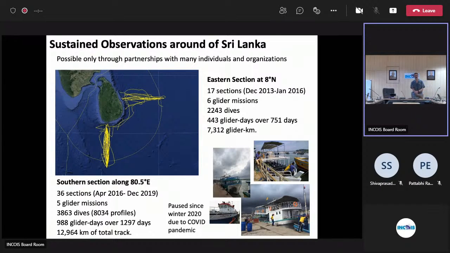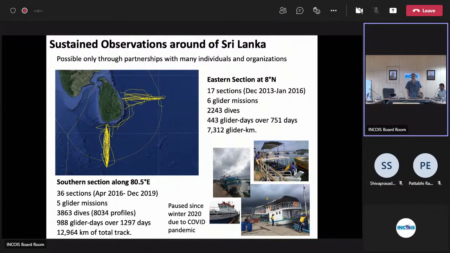My question is about the 988 glider days over 1297 days. Sorry, what is glider days and what is the other days? It's about endurance days. So the 1297 is the span of the operation, so about 3 years. And the glider days are the number of operating days we have gliders in the water. So what that tells you is that the observations were not continuous. There was not a glider sampling every day of the year for 3 years. And you can see that in the Hovmöller diagrams as well, that there are gaps in the sampling when we either couldn't get a glider in the water quickly to replace the one that we pulled out, or there were issues that delayed us.